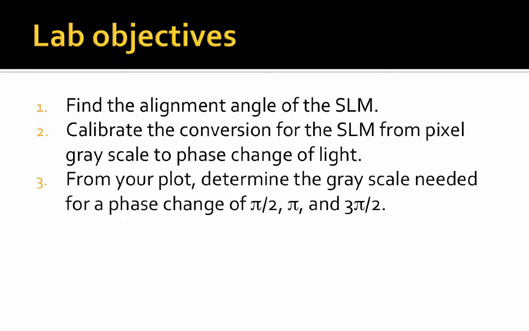The lab objectives means what will you do during this lab? In other words, what will you get by the end? What will you know and report in your lab notebook by the end of the lab? In this lab, they are 1, to find the alignment angle of the SLM, 2, calibrate a conversion for this SLM from pixel grayscale to phase change. So you will know how to program it, and this is 3. From your calibration information, you could figure out what the grayscale or pixel level is for a particular phase change of light.